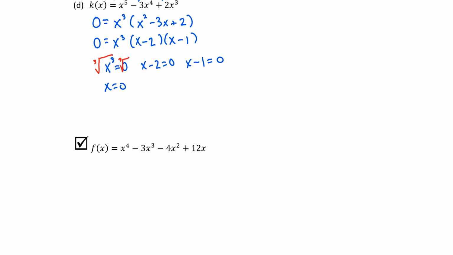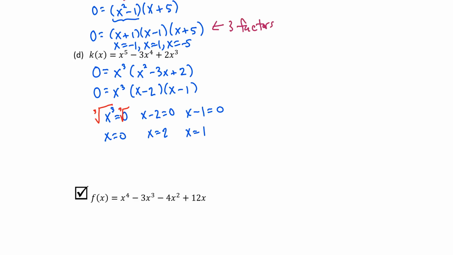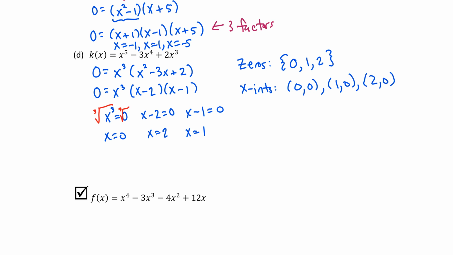So we get x equals 0, x equals 2, and x equals 1. So for this problem, our zeros are 0, 1, and 2. The curly braces there just indicate a set. And our x-intercepts are ordered pairs (0, 0), (1, 0), and (2, 0).